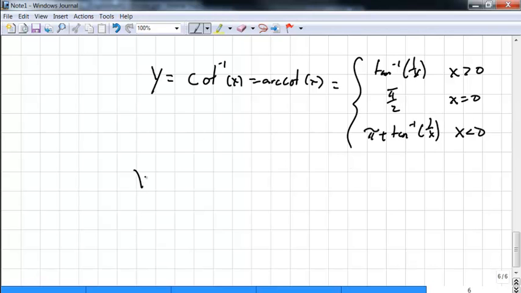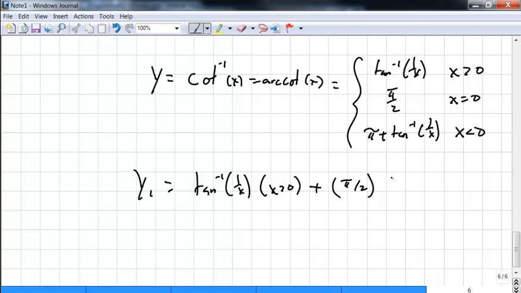Now here's how we'll put this in the calculator. You put in inverse tangent of 1 over x, and then you put x greater than 0 in parentheses, plus, you put in pi over 2, let's put in parentheses, and then put in x equals 0, and then plus, parentheses, pi plus inverse tangent of 1 over x, close parentheses, and put in x less than 0.